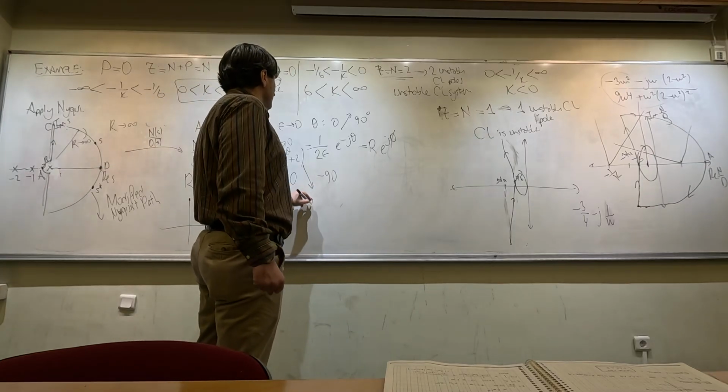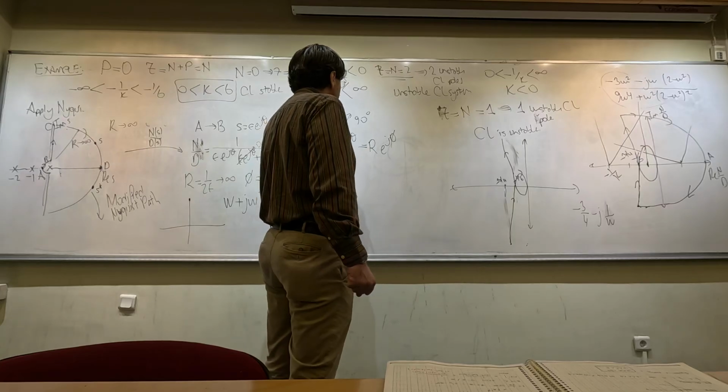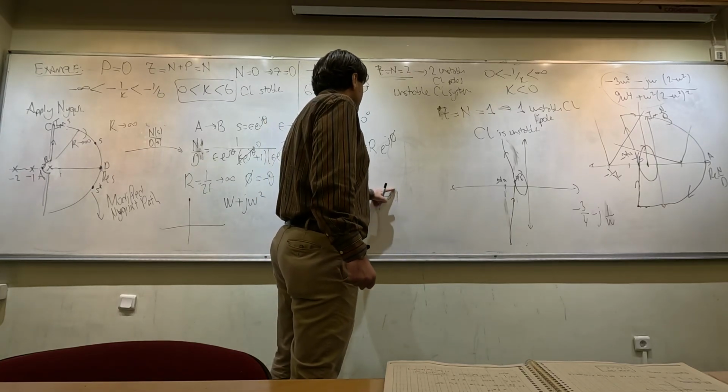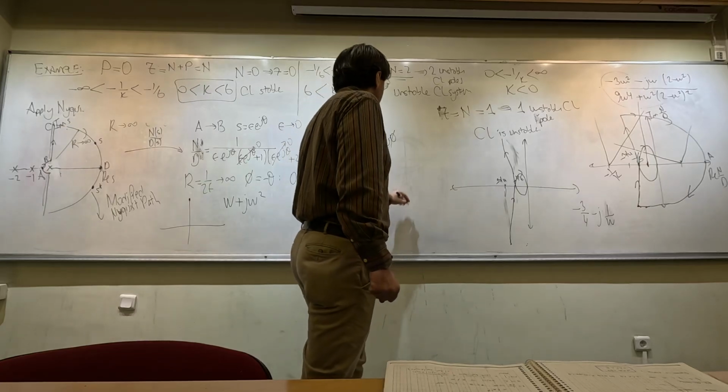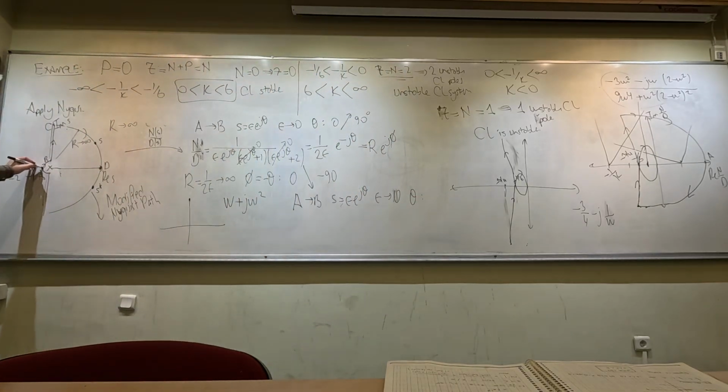Now, when I try to look at A to B, s is going to be epsilon e to the j theta. Epsilon will go to 0. That is correct. And theta is going to go from where to where? This is my new A point. Now, what should I say for the angle?